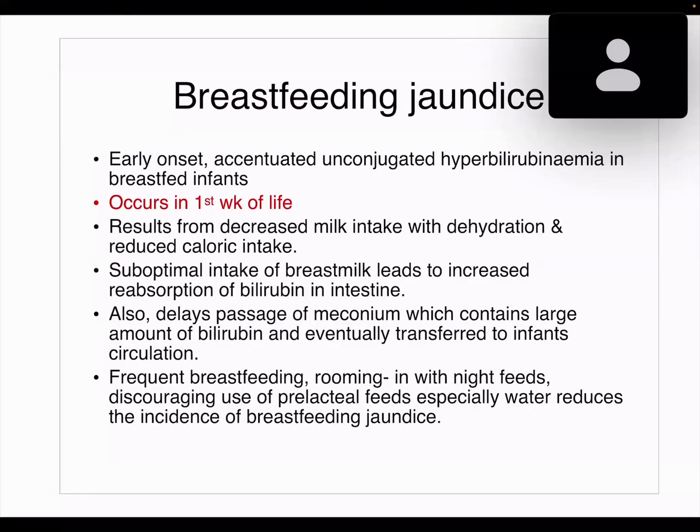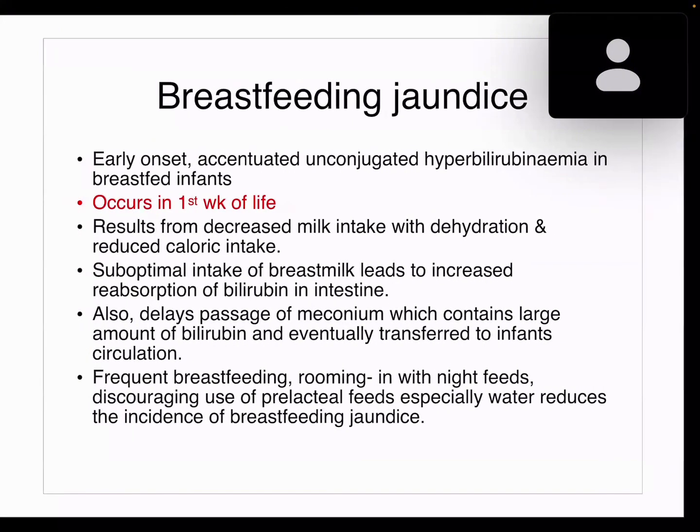So frequent breastfeeding, about 8 to 12 times in 24 hours. Usually we advise that even after every 4 hours, even if the baby is not crying from hunger, you try to breastfeed the child, to help with the passage of meconium, good nutrition and all. So that's all for breastfeeding jaundice.